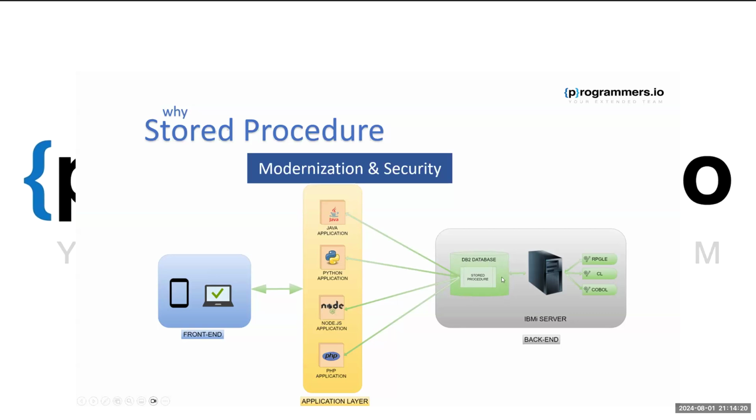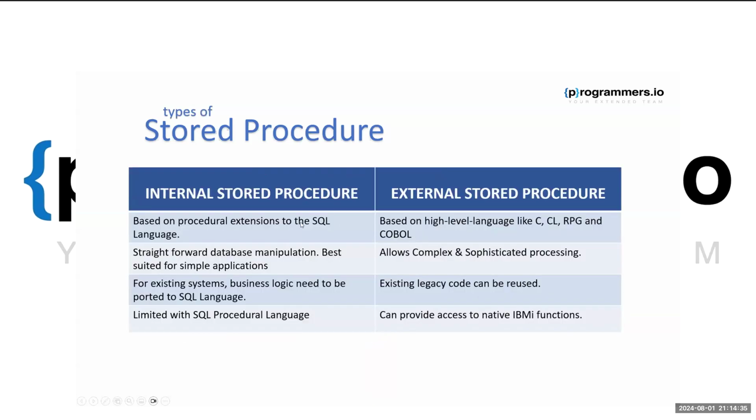Whereas the external one will pass the control to the existing IBM i objects, and then it will pass back to the stored procedure. So that is the main difference that I want you to understand. The internal procedure by itself is based on the extension of the SQL language. However, the external stored procedure is where we have access to high-level languages such as C, CL, RPG, and COBOL.